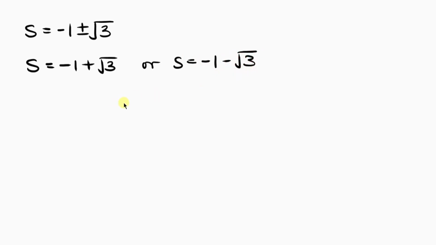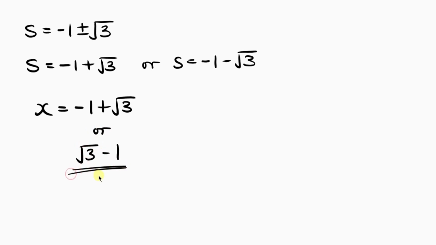We are only interested in the positive value of x. So our x is equal to this one here, which is negative 1 plus root 3. Or you can write it this way, root 3 minus 1. It's still the same thing. So this is the value for our x.